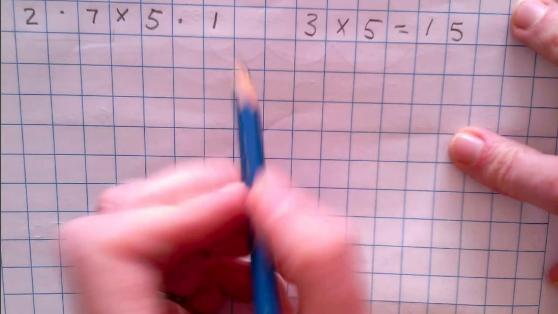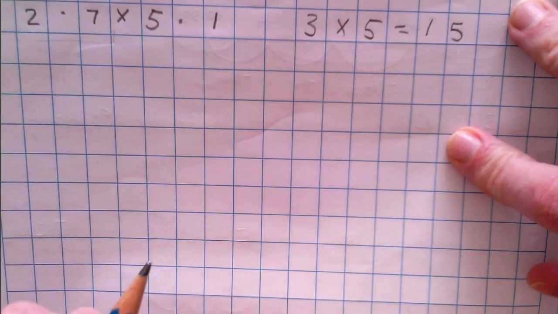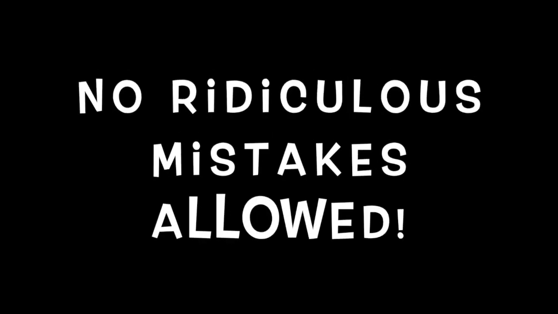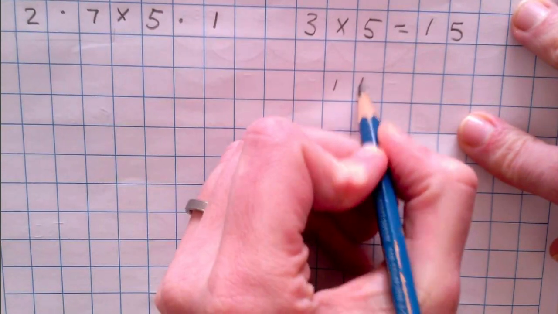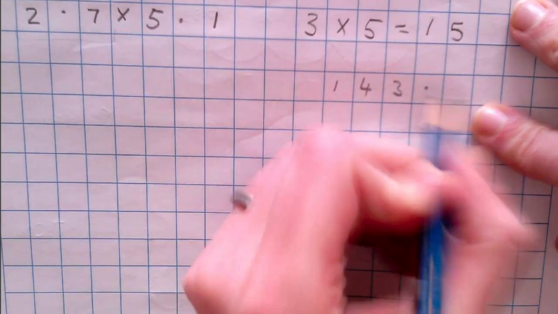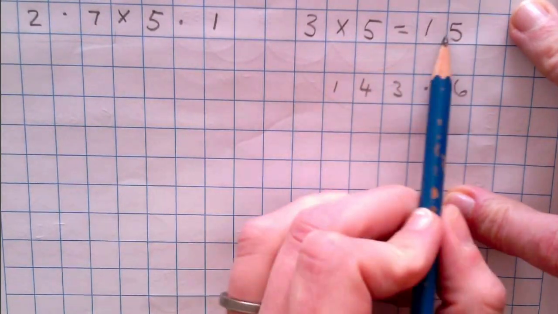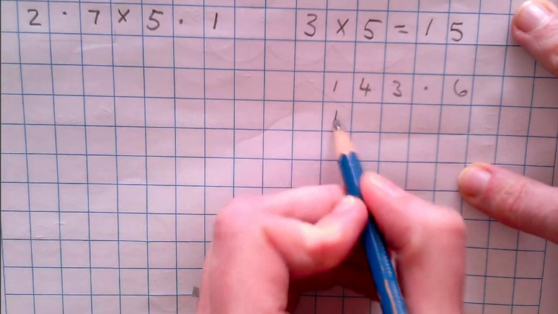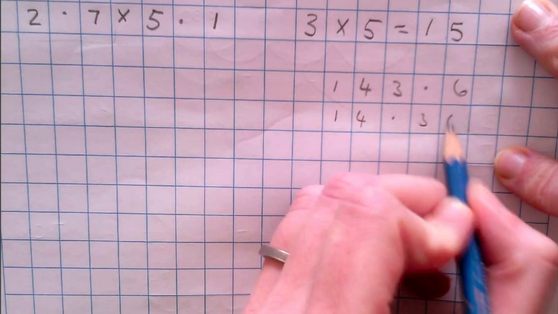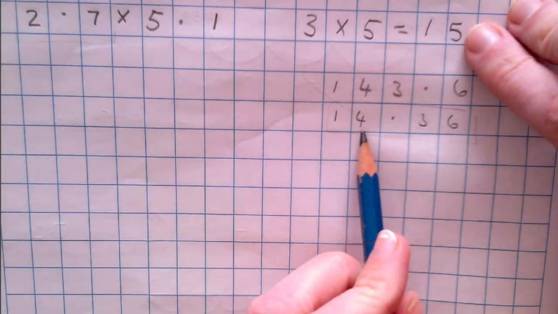Doing an estimate like this is very helpful because it lets us check our answer and make sure we haven't made any ridiculous mistakes. For example, if we end up with an answer that's 143.6, I know that I've made a mistake because that's nowhere near the answer 15. If my answer, for example, comes out at 14.36, that might seem a little bit more reasonable because that number is close to 15.